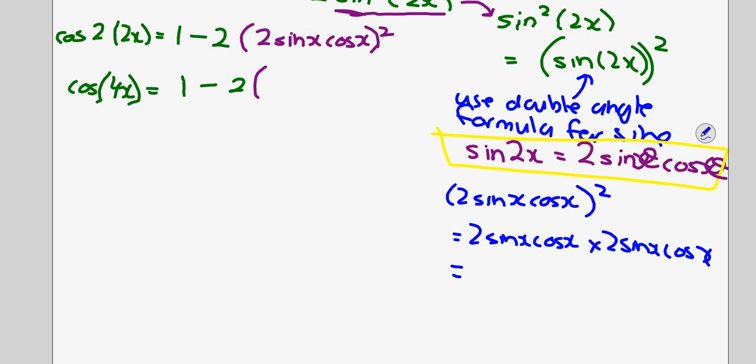Anyone? 2 sine x cos x times 2. Isn't it 4 sine x squared? Yeah, so 4 sine squared x. And then 2 cos squared x. Why isn't it just cos squared x?